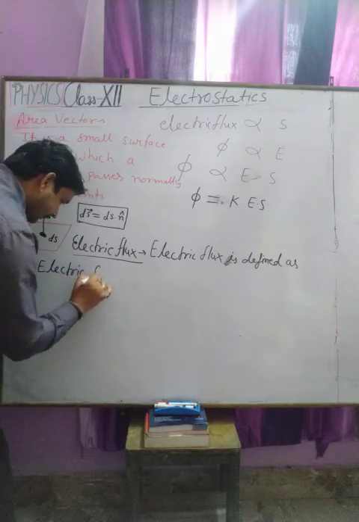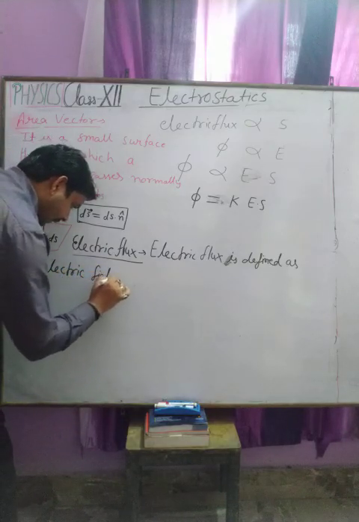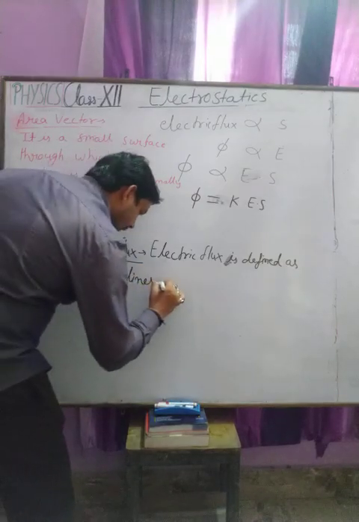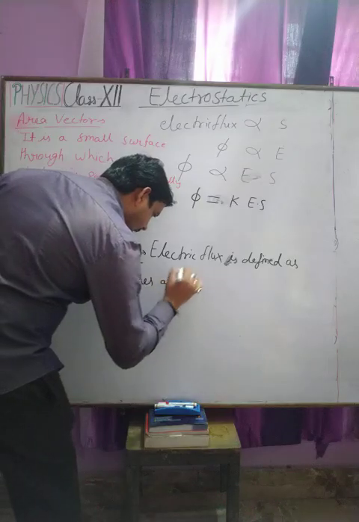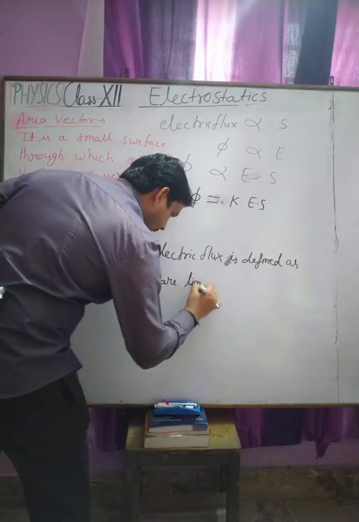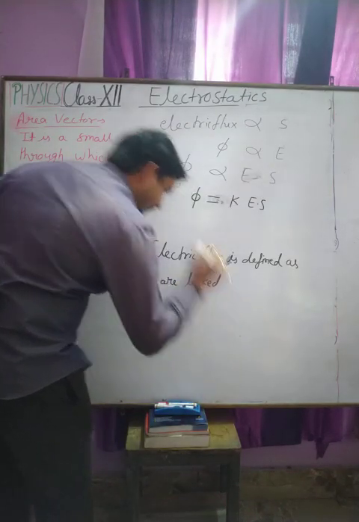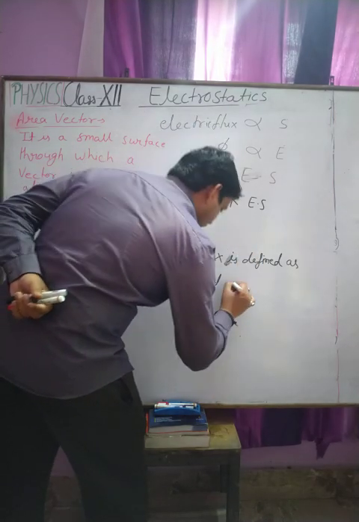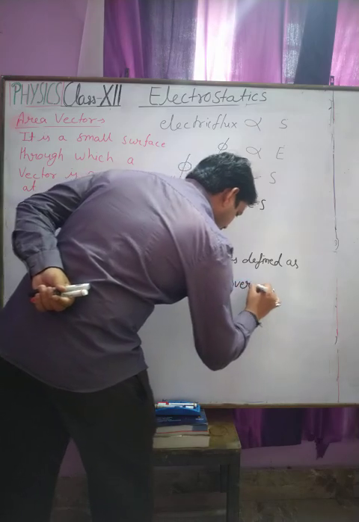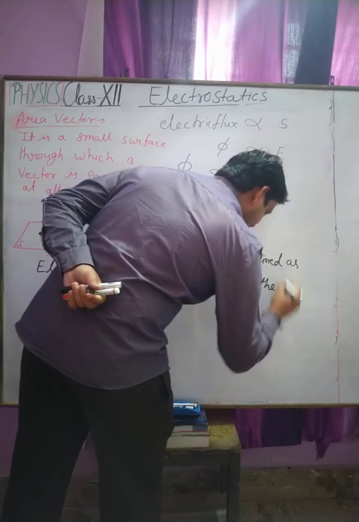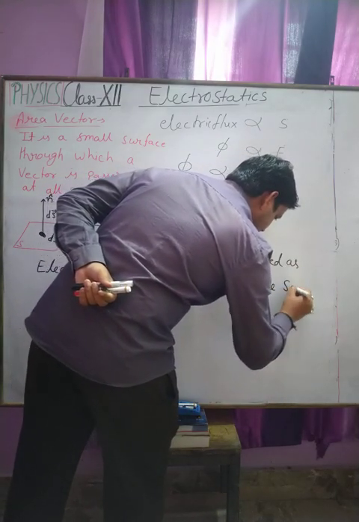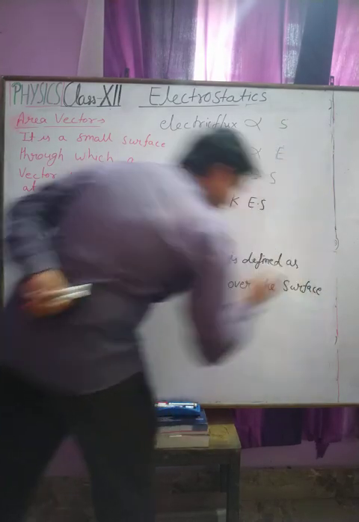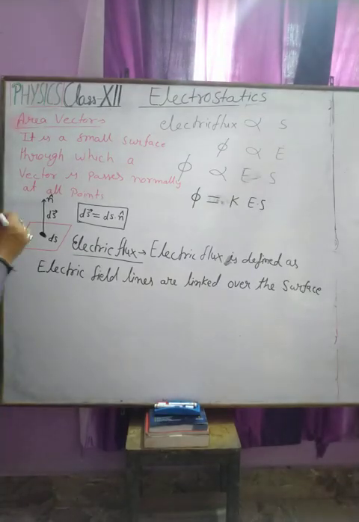the number of electric field lines linked over the surface normally.